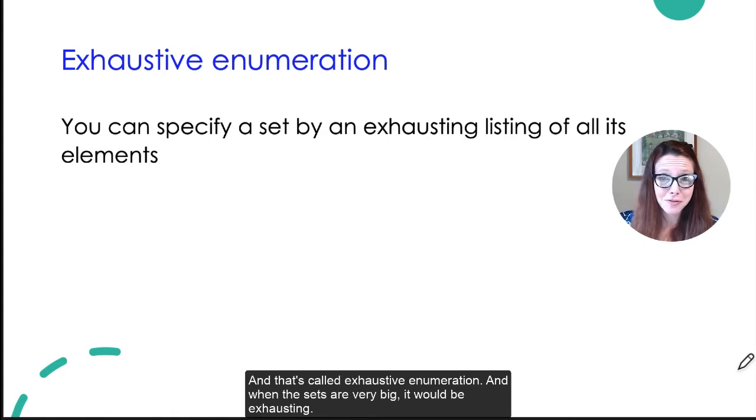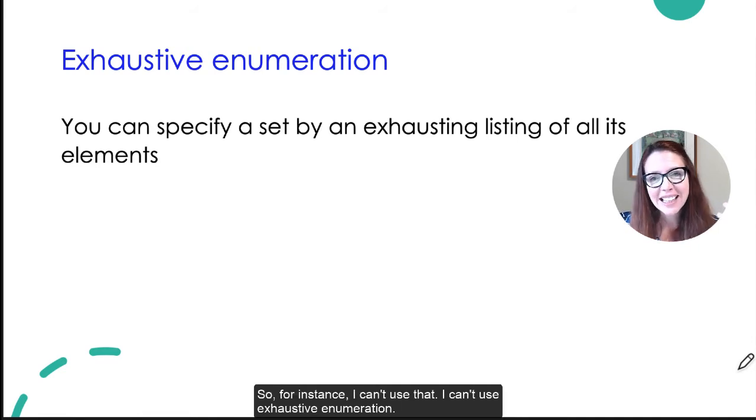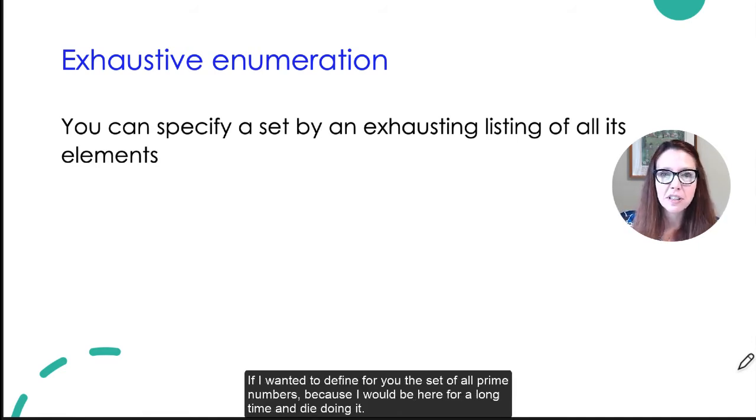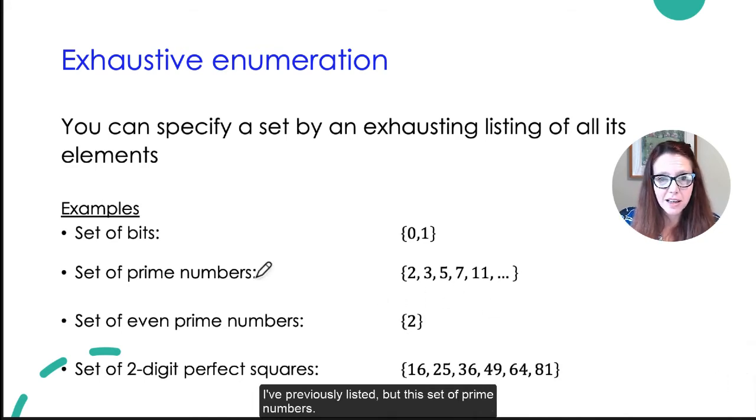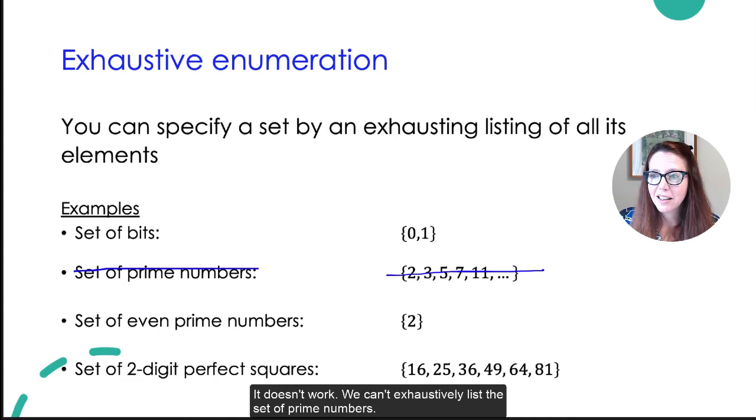And when the sets are very big, it would be exhausting. So for instance, I can't use exhaustive enumeration if I wanted to define for you the set of all prime numbers, because I would be here for a long time and die doing it. That's not good. Okay, so, but there are some sets that we can, and they're the ones that I've previously listed. But this set of prime numbers, it doesn't work. We can't exhaustively list the set of prime numbers.